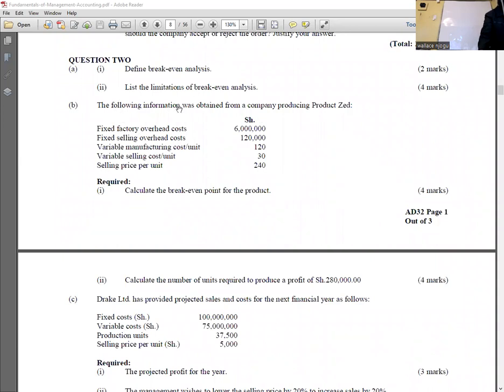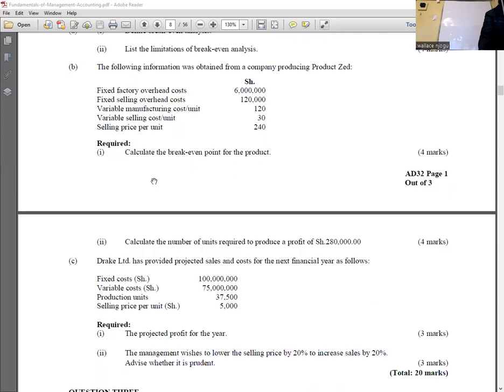And the following information was obtained from a company producing product Z. We have the fixed factory overhead, fixed selling overhead, variable manufacturing cost per unit, variable selling cost per unit. Then we have the selling price per unit. Required, we calculate the break-even point for the product.